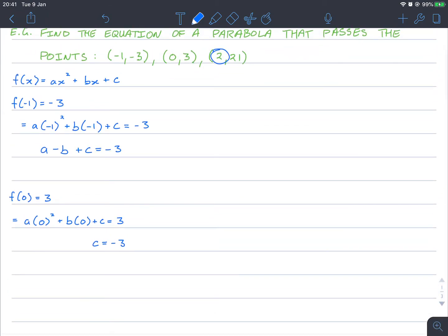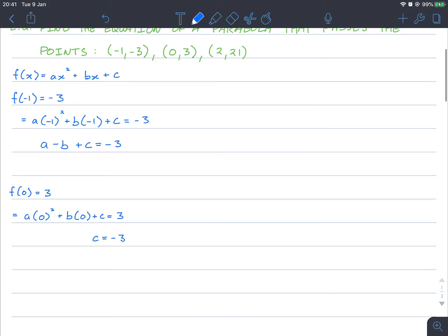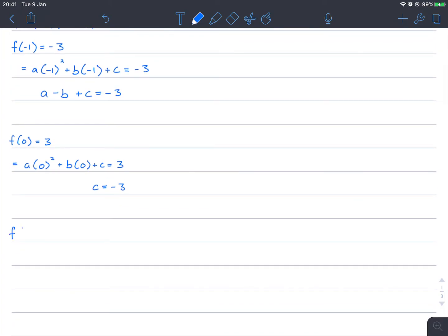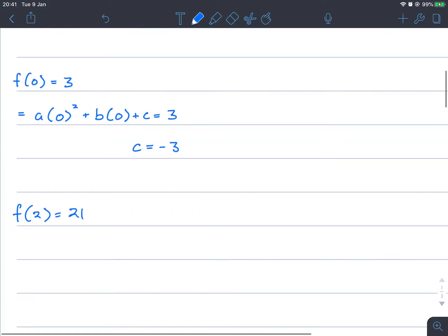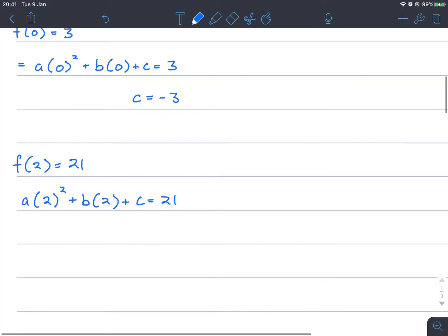We have f of 2 equaling 21. Substituting this into our function, a times 2 squared plus b times 2 plus c is equal to 21. Evaluating the first term gives us 4a plus 2b plus c equals 21.